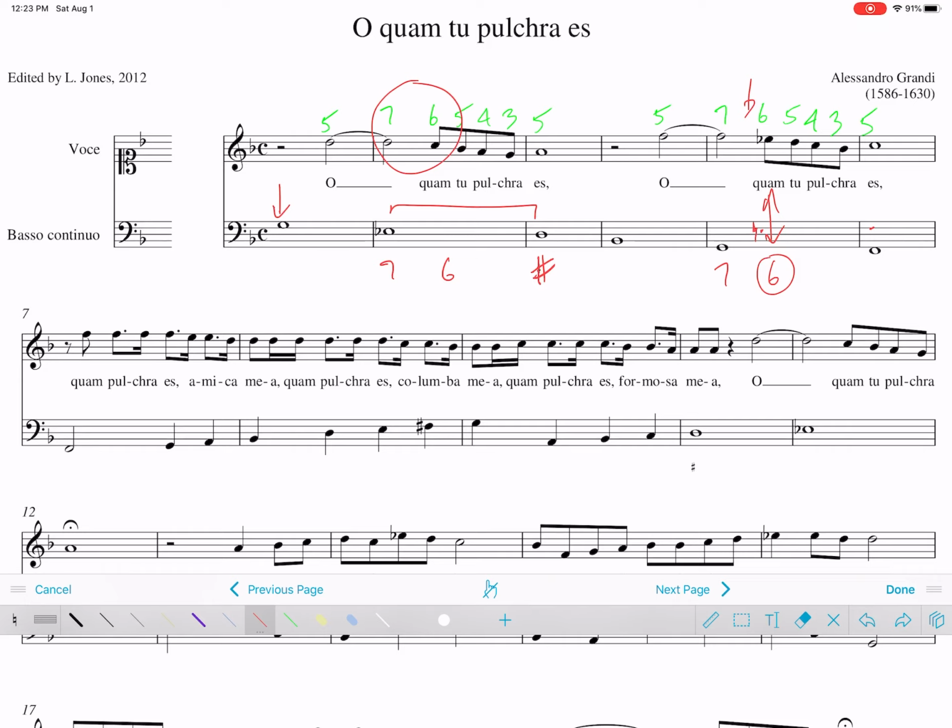Let's just listen to that and see if I can sing and play the right accidentals here.